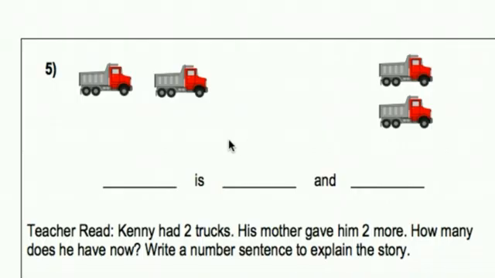All right, question number 5. Question number 5, if you would flip your paper over, you should see at the top of your paper number 5 and trucks. The question is, Kenny had 2 trucks. His mother gave him 2 more. How many does he have now? Write a number sentence to explain the story.